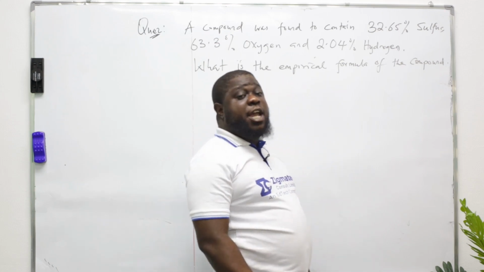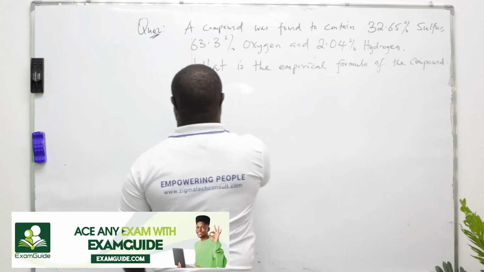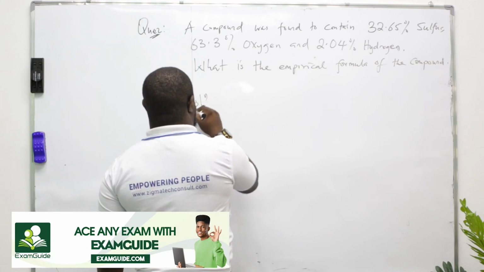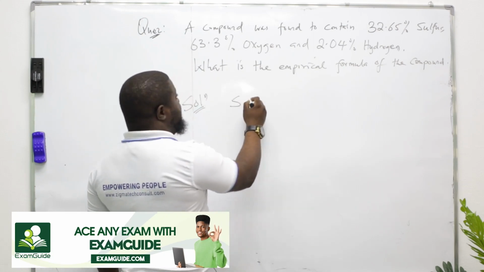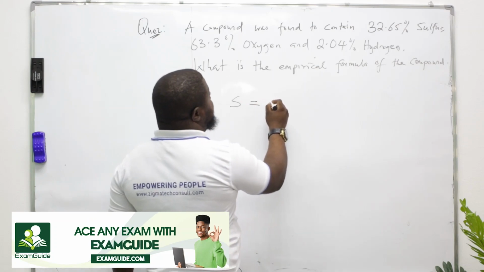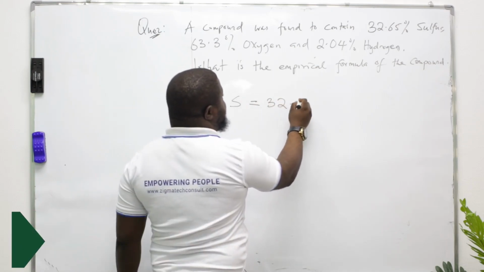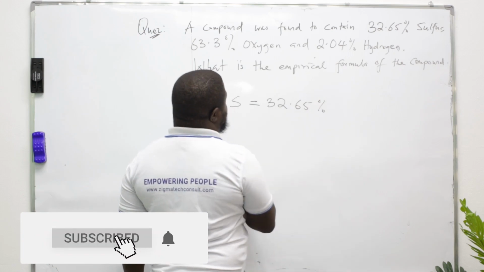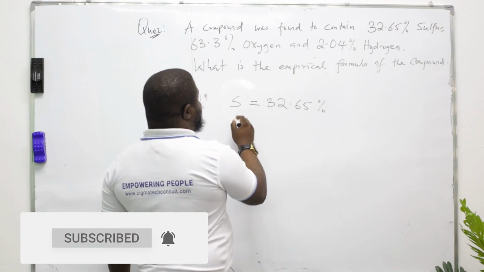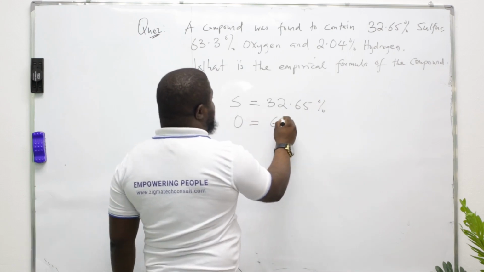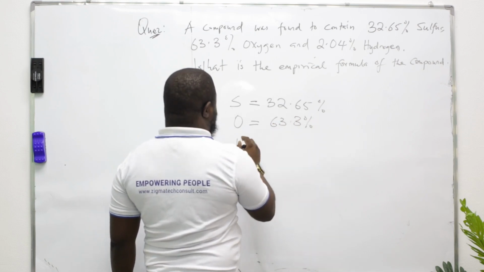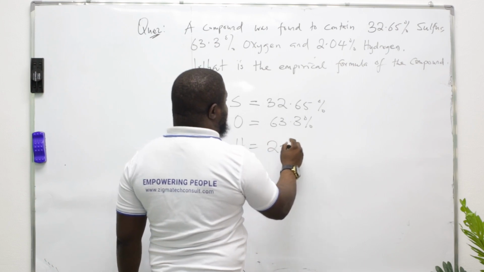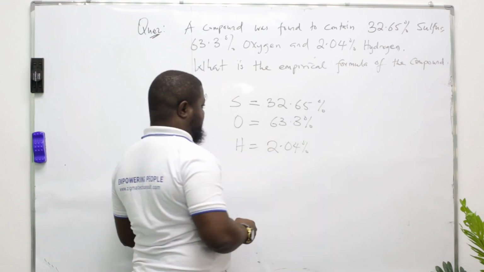Remember, they say change the percentage to grams. Solution. Now, sulfur has 32.65%, oxygen has 63.3%, and hydrogen has 2.04%.